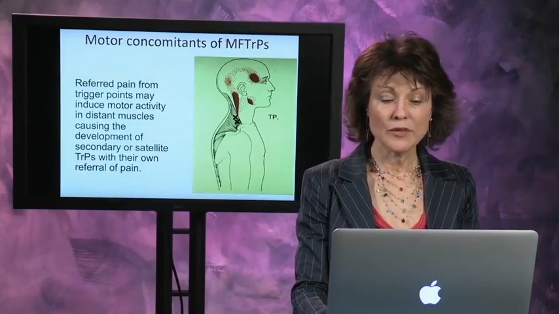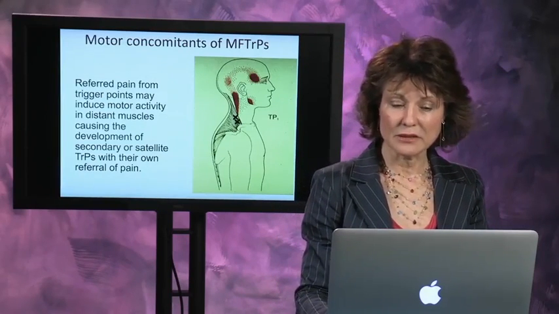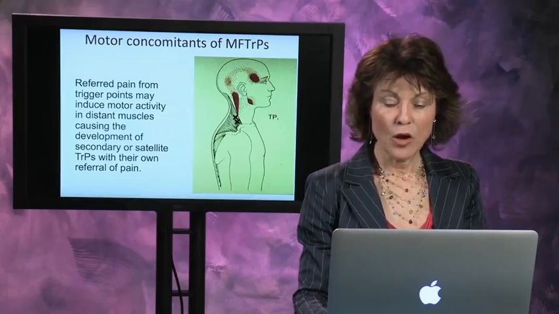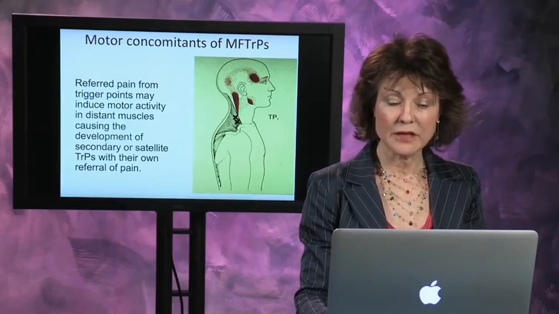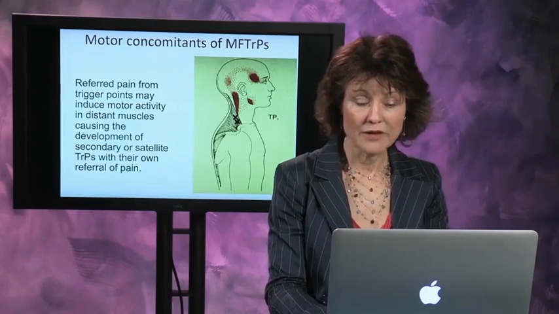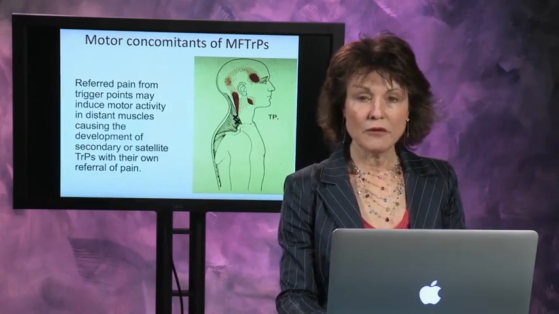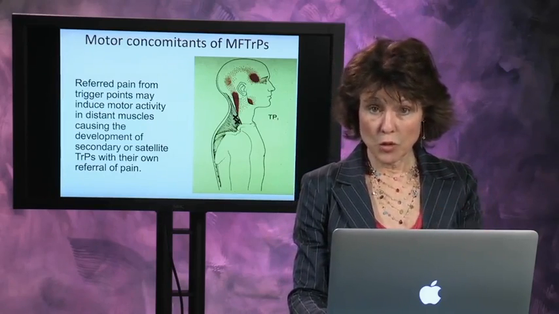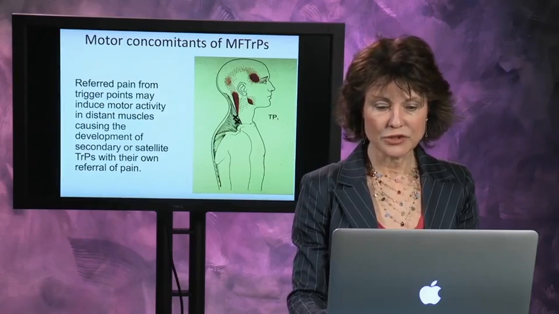More importantly, when the pain from one trigger point is referred into another muscle, that muscle also tightens up. Over time, this referred motor activity frequently results in the development of what we call satellite myofascial trigger points. And these satellite trigger points often then refer their own pain to a new place and confuse the clinical picture.